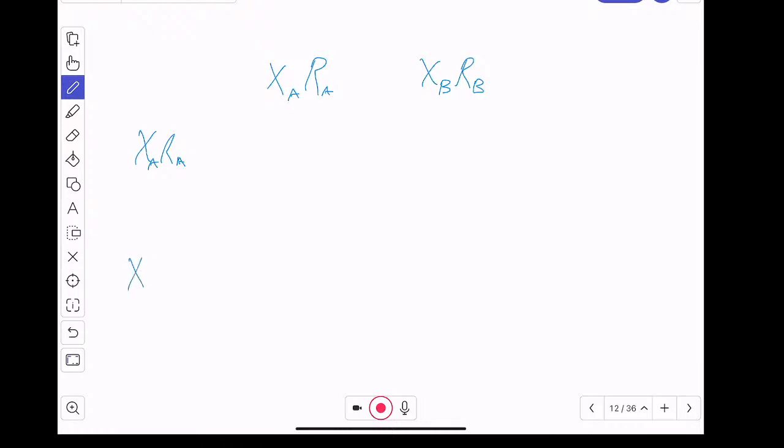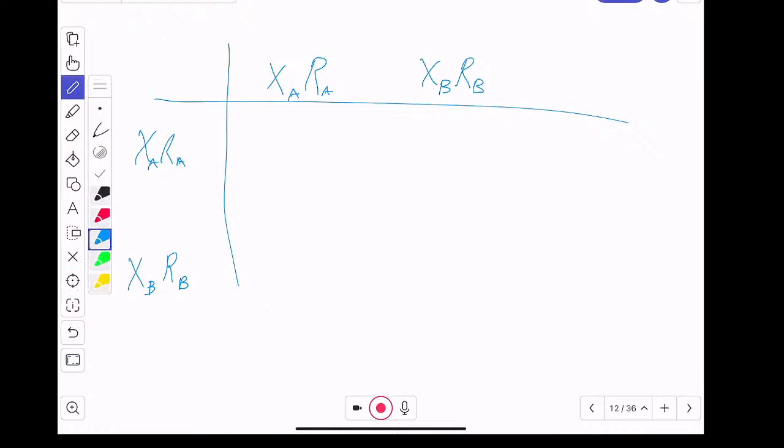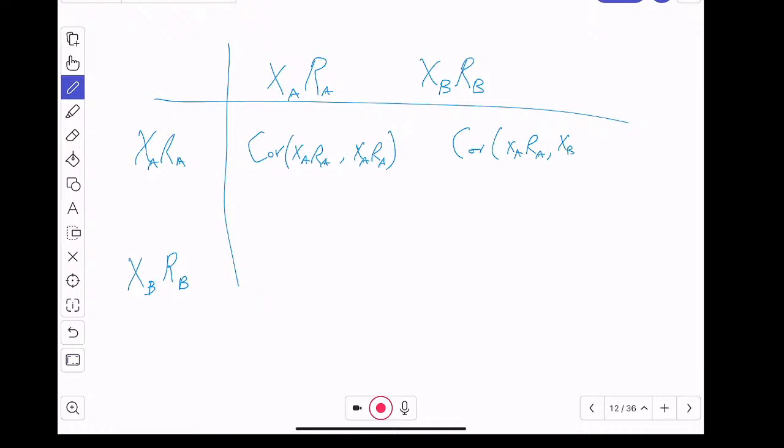So I have to think about the variability that's contributed by every variable. So what I'm going to do, I create a matrix and I consider all pairs of covariance. Covariance is only with 2, right? So I have to go pair by pair. So I begin with covariance of XA-RA with XA-RA. And then covariance of XA-RA with XB-RB. And then here, covariance of XB.